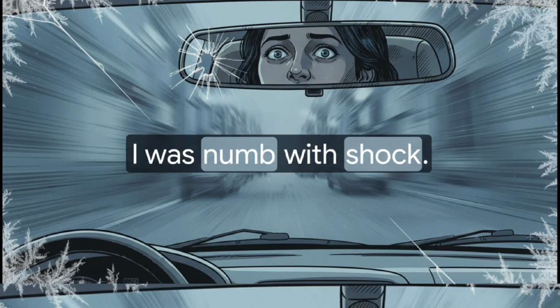So after she gets in the car, this is her reaction. I was numb with shock. This short, punchy phrase, it just perfectly captures that initial paralyzing disbelief. It's that quiet, internal freezing, a feeling that would soon spread to every single corner of the nation.